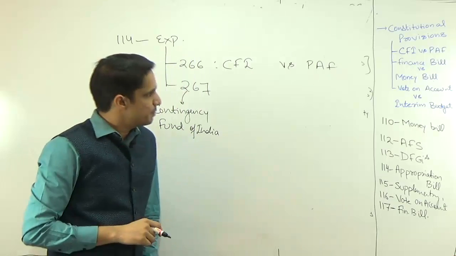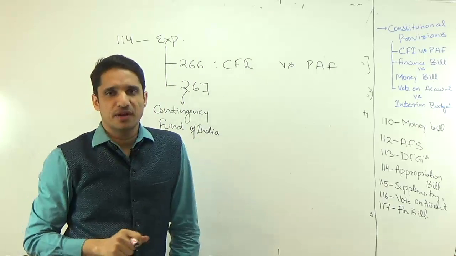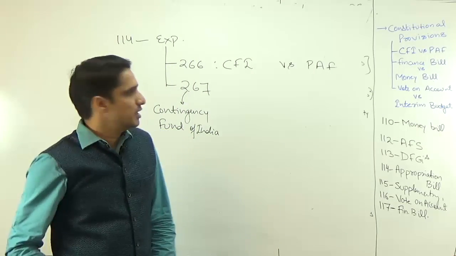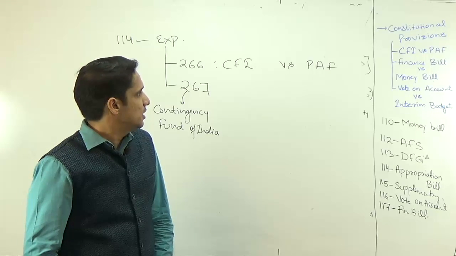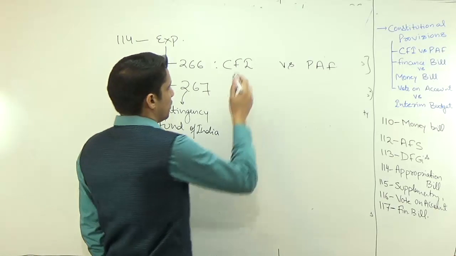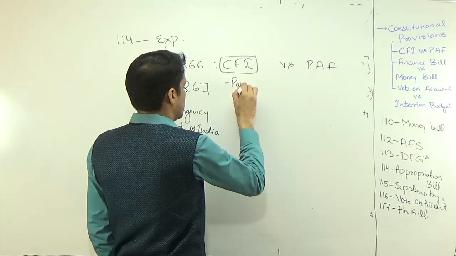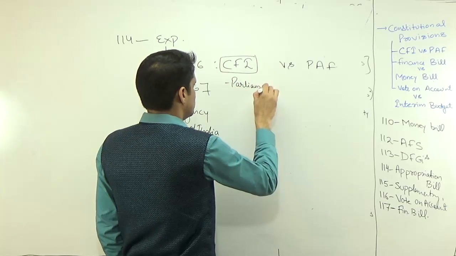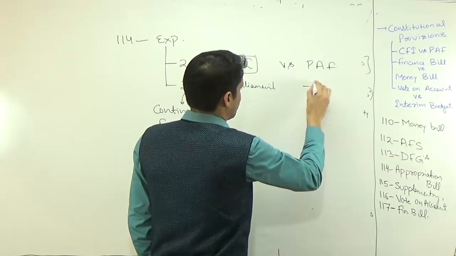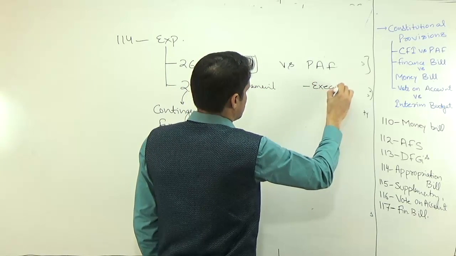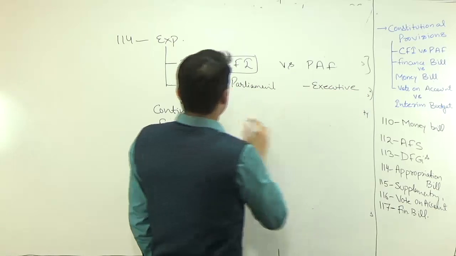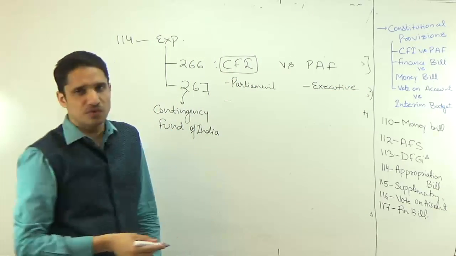So CFI versus PF. Consolidated Fund of India, all these things in detail must have been covered in polity. If you want to withdraw any money from CFI, Parliament approval is required. But in case of Public Account Fund, it is in the hands of the executive. The Council of Ministers decides.